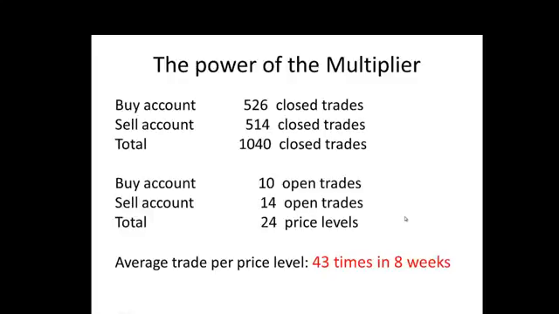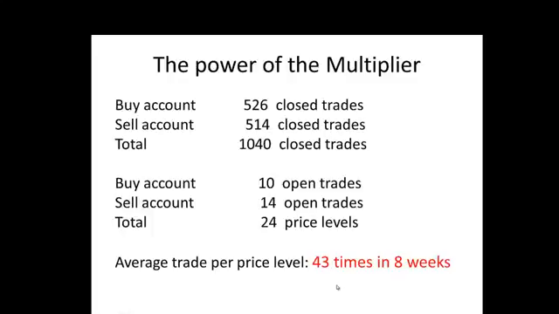during this trading period. Now, if you then say, all right, 1,040 closed trades and it's only traveled through 24 price levels, the average trades per price level, therefore, is 43 times. So in other words, you divide the 1,040 by 24, and you get 43 times on average.